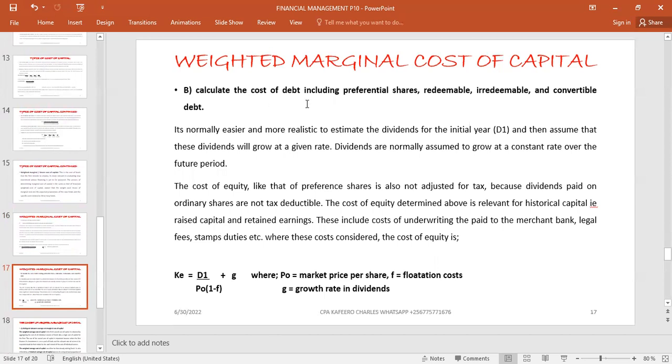Now this part B is when we compute the cost of debt. Remember, the other side we've been computing the cost of equity. And we said the cost of equity is the same as the cost of retained earnings. We are saying that the cost of debt, including preferential shares, redeemable, irredeemable, and convertible debts, all of them we are going to combine at once, and we give it a formula here.